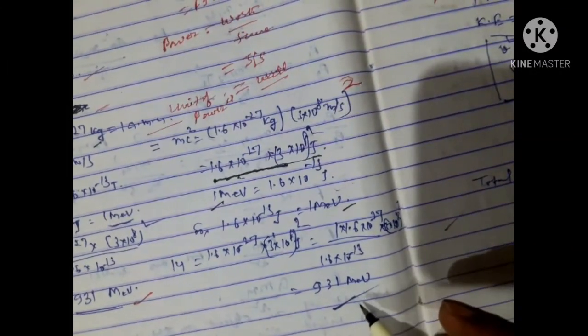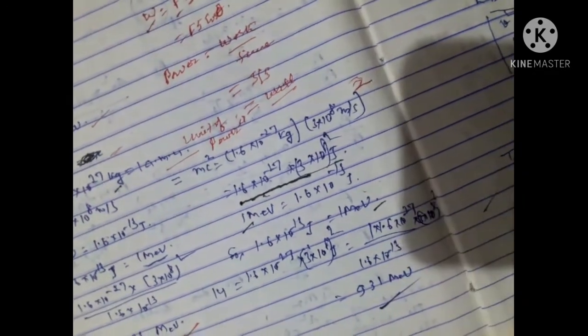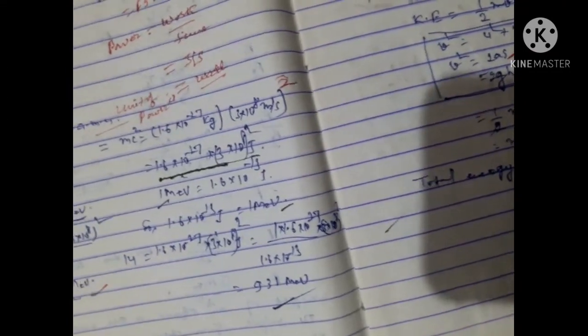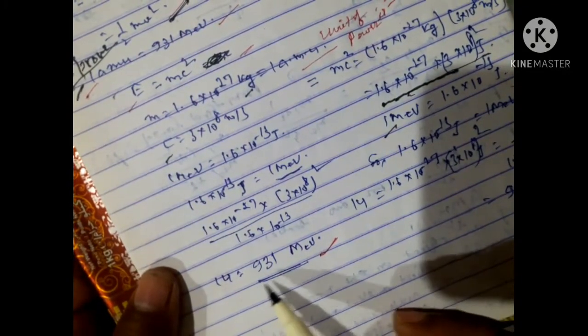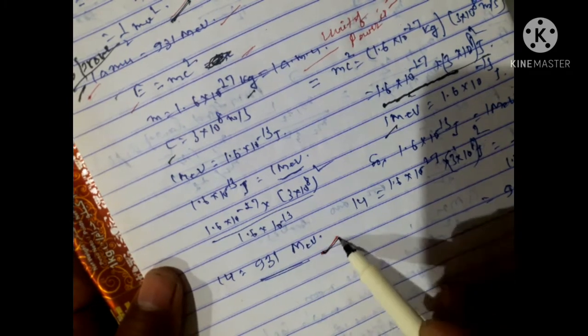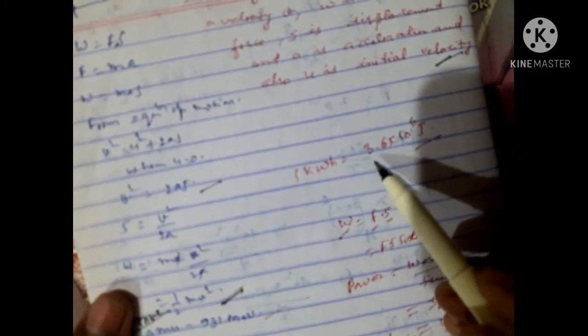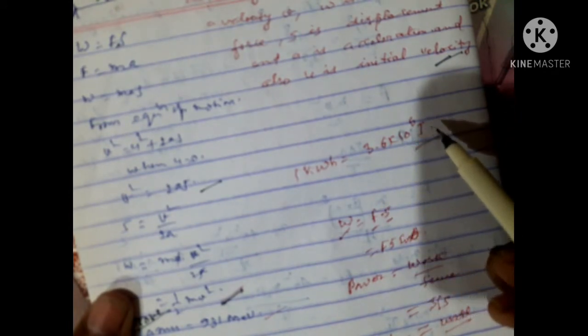Here I have written 931 mega electron volt. It means 1 u is equal to 931 mega electron volt. Now next thing, 1 kilowatt hour is equal to 3.6 into 10 to the power 6 joule. Okay.